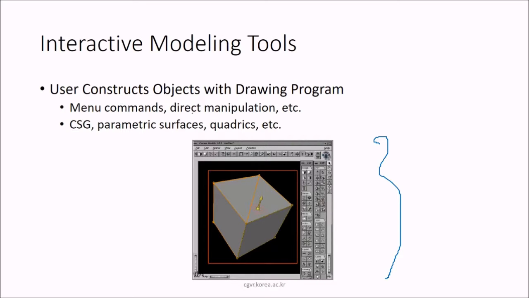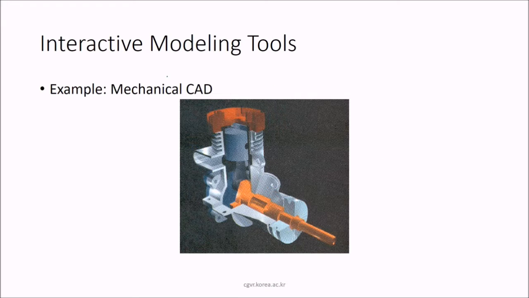You have menu commands here. You can directly manipulate things here, and also CSG, as we have seen, the parametric surfaces, the quadrics, all this can be made here through the interactive modeling tools. For example, you can use the CAD program, computer aided design, for mechanical devices. You can make the mechanical stuff here.